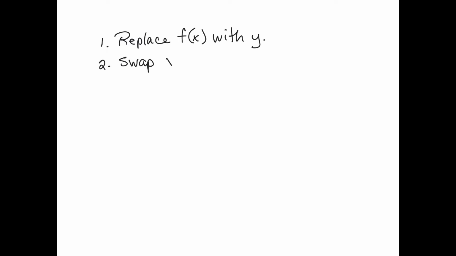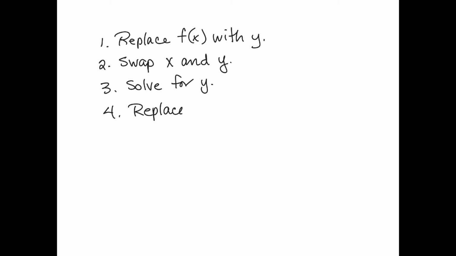And then we're going to swap the x and the y because for inverse functions, that's what happens to every single point. So it happens in the equation as well. And we're going to solve for y and then replace y with f inverse of x notation. It looks like a negative first exponent, but it's actually the inverse function notation. So it's kind of a strange notation, but that just means this is the inverse function that goes with f of x. So here are some examples.